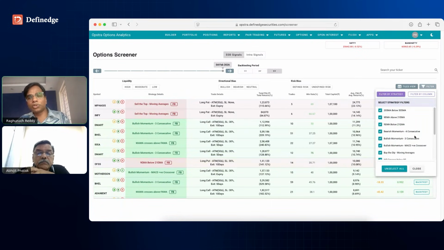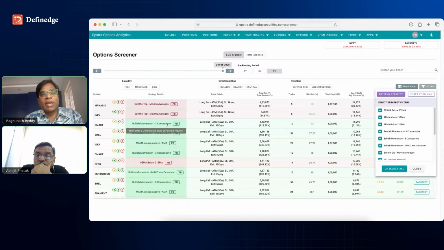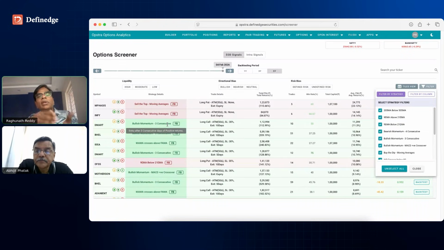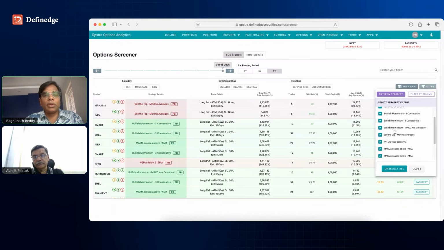So those are moving average based. Then we have candlestick based, for example 3 consecutive green candles where each candle is above the previous close. Similarly, we have bearish momentum, like 3 consecutive red candles, where each red candle is below the previous red candle, and so on, 3, 4, 5. Then we have bullish momentum, like MACD positive crossover. That is another one. And we have Buy the Dip moving average, similar to Sell the Top moving average, the inverse of that.